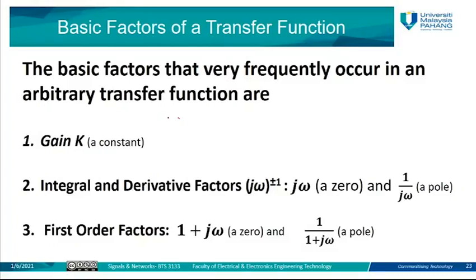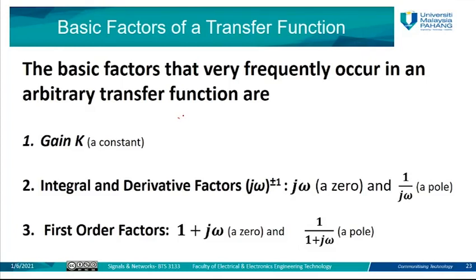As we said, before we sketch the Bode plot, we need to write the transfer function in its standard form. Standard form means all the poles and zeros should be normalized. We need to divide the transfer function over the poles and zeros.